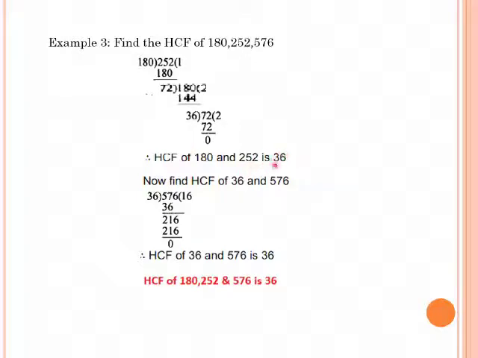Further, what you have to do is take this HCF and the next third number, and find their HCF again. So here 36 into 16 times gives you 576. So HCF of 36 and 576 is 36. But not only this, for all the three numbers together, the HCF is 36. Is it clear?